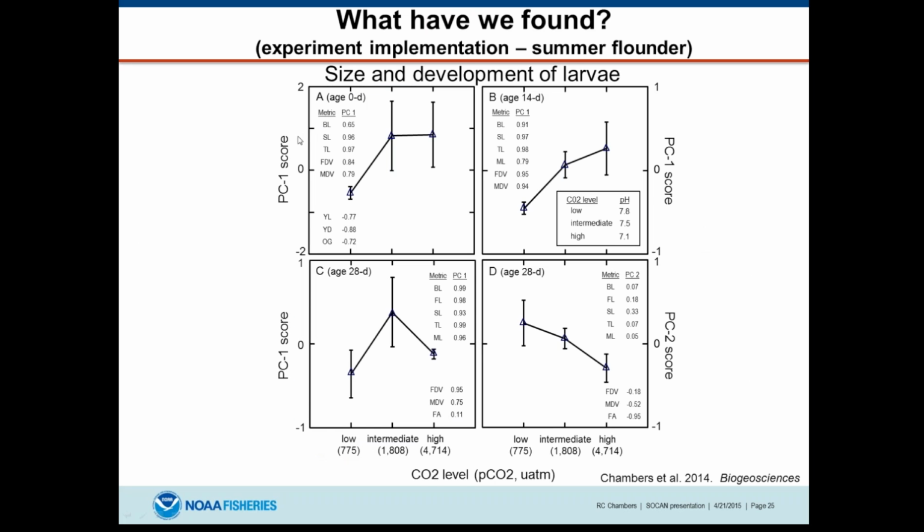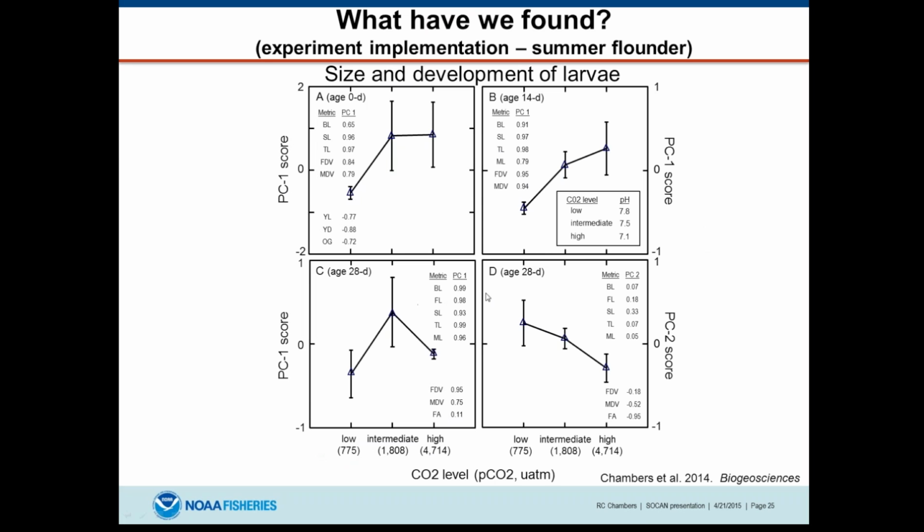So this plot shows the PC1 versus CO2 level for age 0, 2 weeks old, and 4 weeks old. And what we see is that size actually is smallest at the low CO2 level. Animals are larger at the intermediate and high CO2 levels on day 0 and also 2 weeks later. And there's some change in the 4-week response, where the highest CO2 level animals are actually smaller than the intermediate CO2 levels.